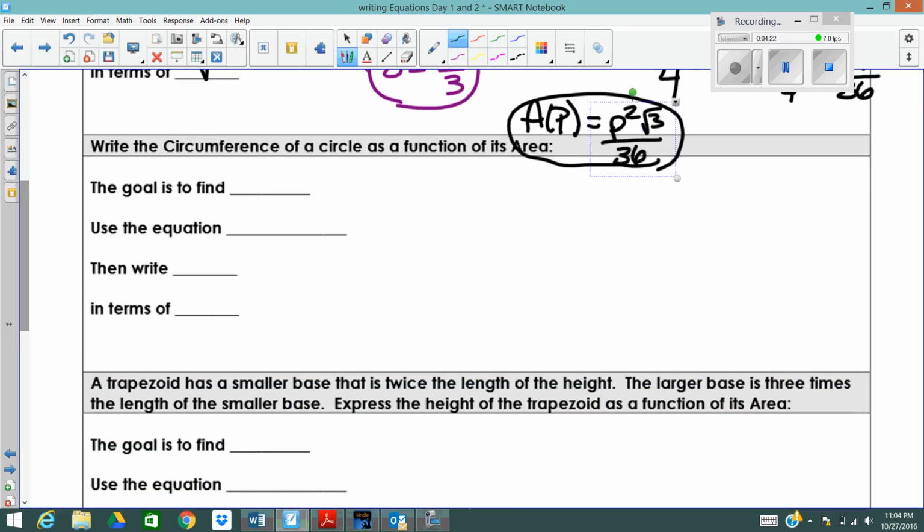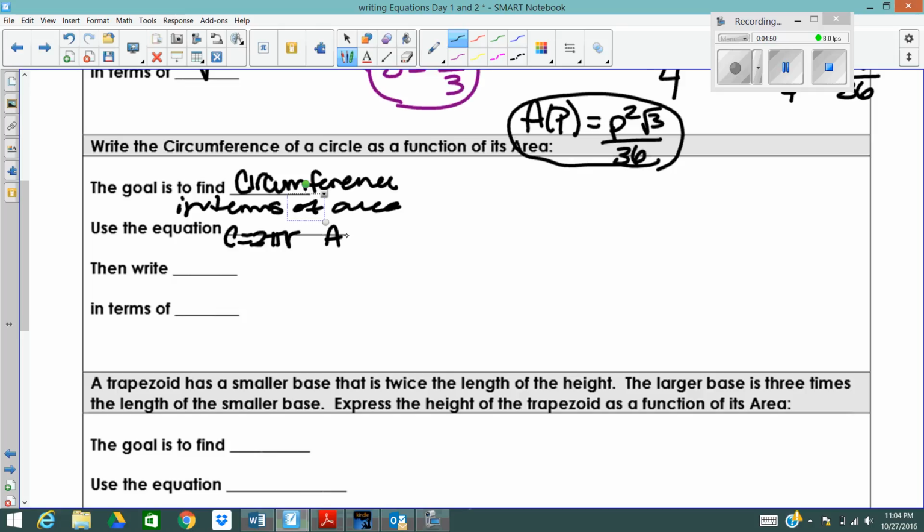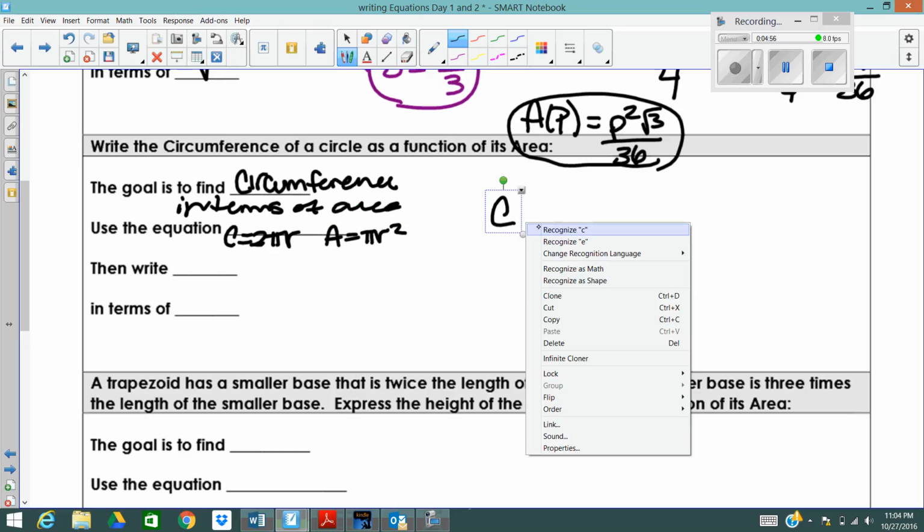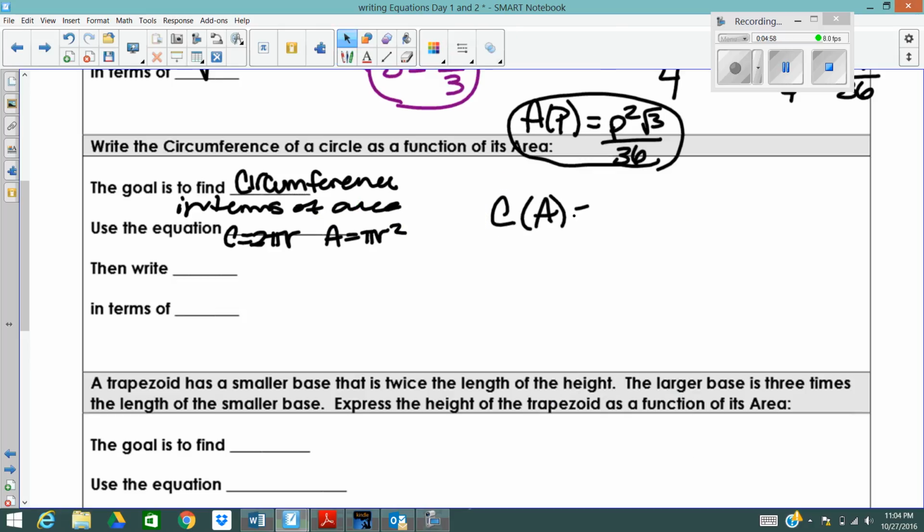Our second example, write the circumference of a circle as a function of its area. So our goal is to find the circumference in terms of the area. So our two formulas, circumference is 2 pi r, and our area is pi r squared. So we want circumference as a function of area. So I want to take out r and put in A.